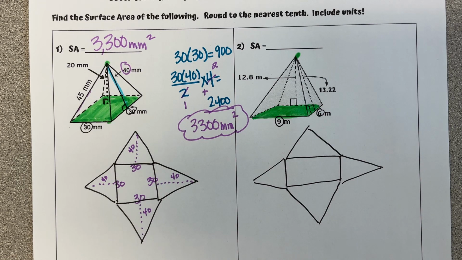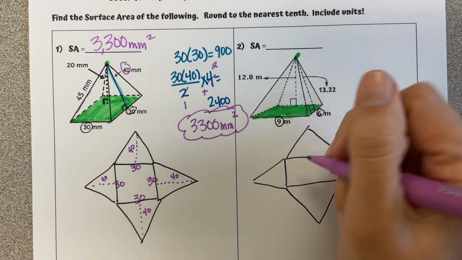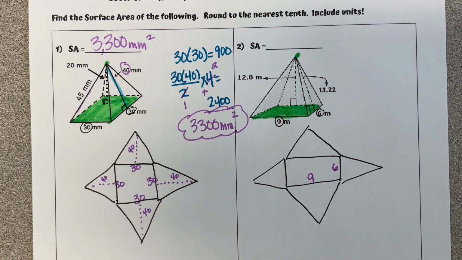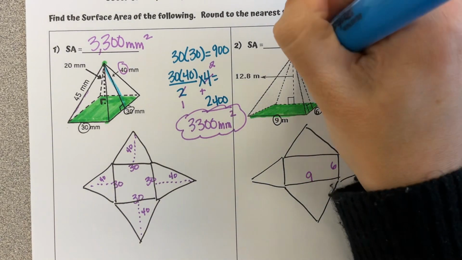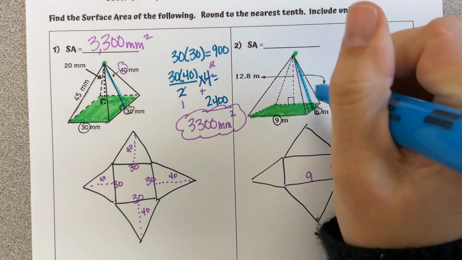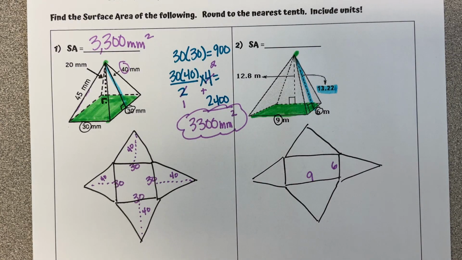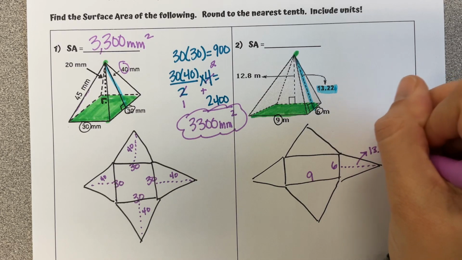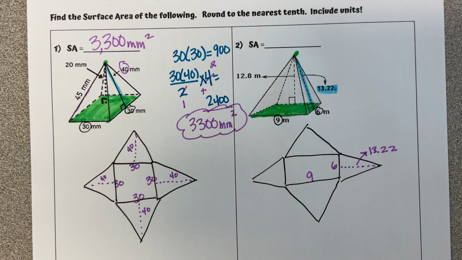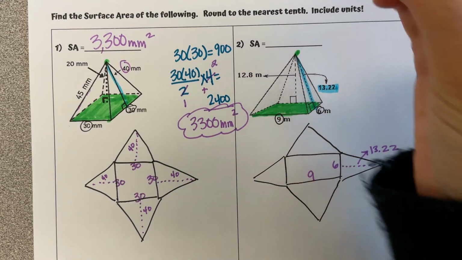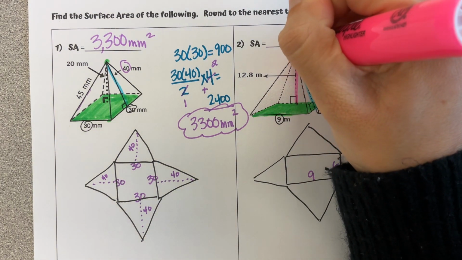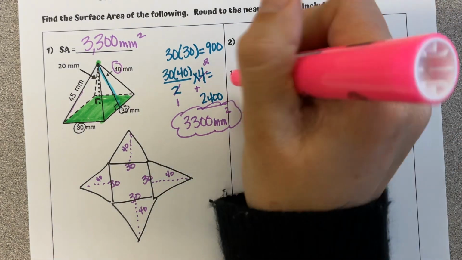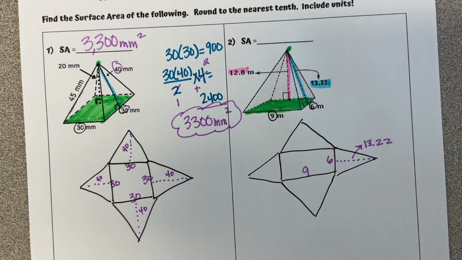So now let's find these dimensions. Our base area is 9 by 6. And then we need the heights of both of these triangle sides. So this side of 6 here has this diagonal height of 13.22. So that tells me the height right here is 13.22. Then we also have the other triangle side that is with the 9 side length. That height of 12.8 is going to be the height of the triangle with the 9.